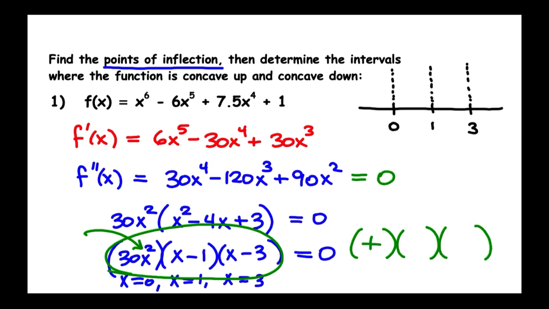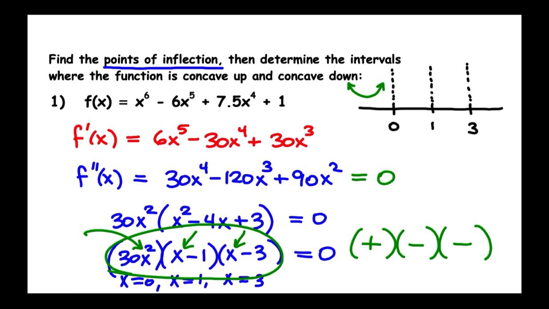This is always positive. All right, let's plug a negative number into here. Let's say I'll plug in, I don't know, -5. Well, that's going to be negative. This will also be negative. Positive times negative is positive. If the second derivative is positive, I'm concave up.